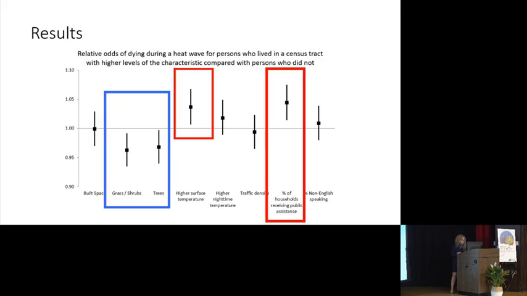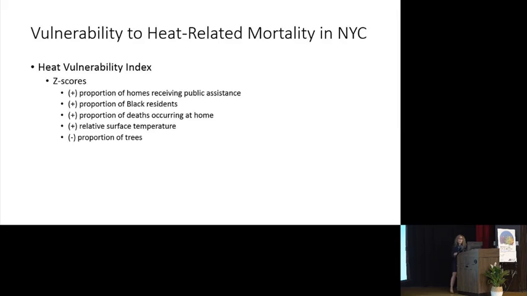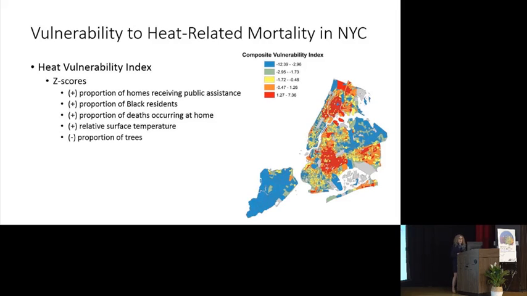So what we did is we took all of these characteristics that had been shown to be predictive of dying during a heat wave in our epidemiologic models, standardized them and combined them into an index, and then looked at how that index varied spatially throughout the city, and created this composite heat vulnerability index. And so you can see that the areas that are red are the most heat vulnerable, and those are particularly areas of Upper Manhattan, the Bronx, and parts of Brooklyn.